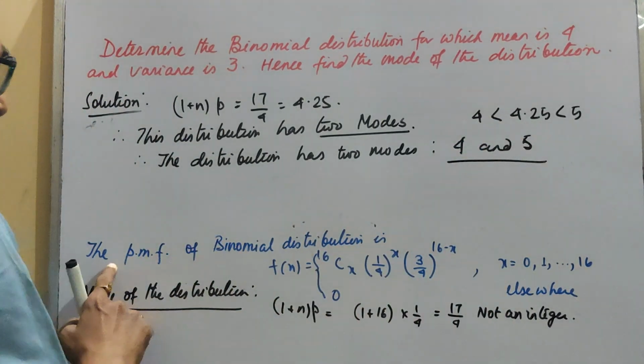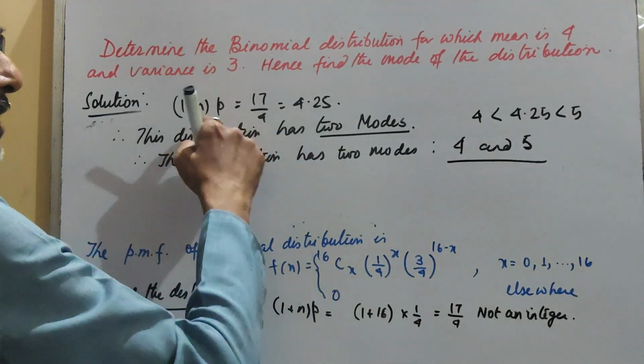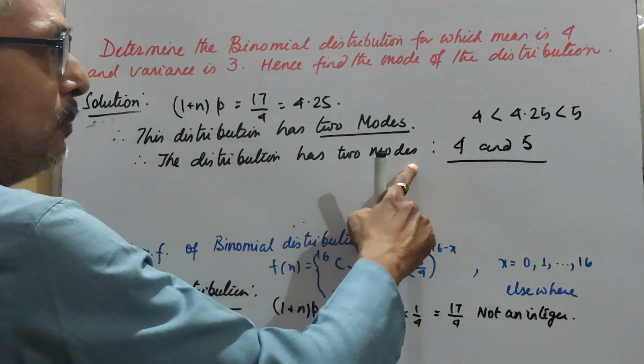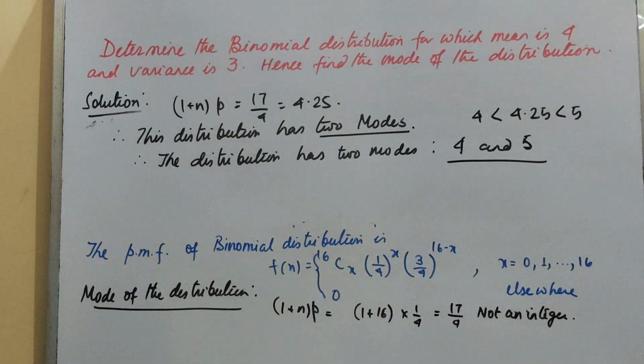The PMF of the binomial distribution is this. This is the answer of the first part, and the mode of the binomial distribution is 4 and 5. This is the answer of the second part.